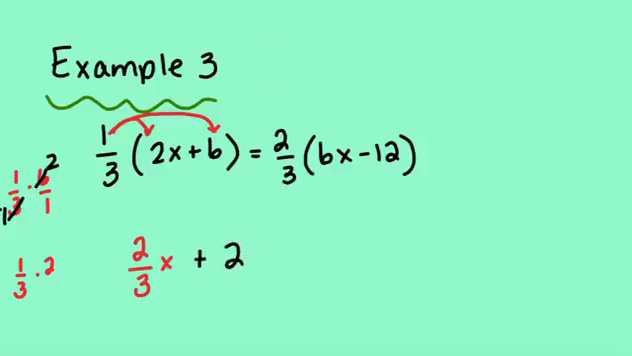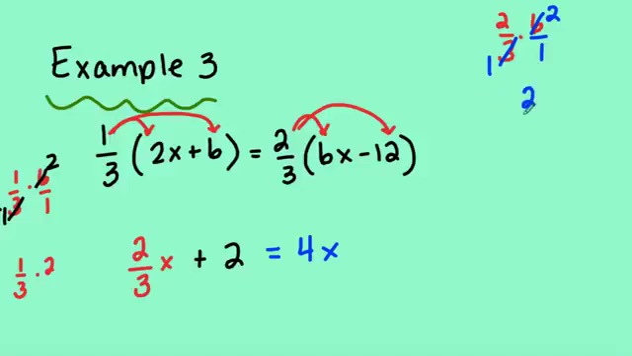All right, I'm going to do the same thing on the other side. I'm going to distribute, which means multiply. So I have 2/3 times 6. Now again, I'm going to simplify before I multiply. 3 goes into itself once and into 6 twice. So 2 times 2 gives me 4x. All right, and then I'm going to do 2/3 times negative 12. And I'm going to simplify again. 12 I'm going to put over 1. 3 goes into itself once, into 12 4 times. And then 2 times negative 4 gives me negative 8.